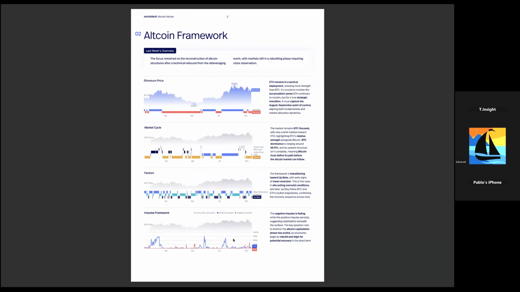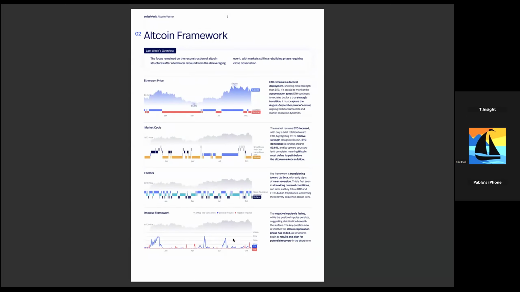The only thing that I really want to cover here is pretty much showing that within this framework, it's telling you that the altcoins in themselves are showing some strength and they're going towards the up beta. And they're slowly exiting the oversold conditions that obviously we've been in. The negative impulse is also fading, which is a good thing for us.